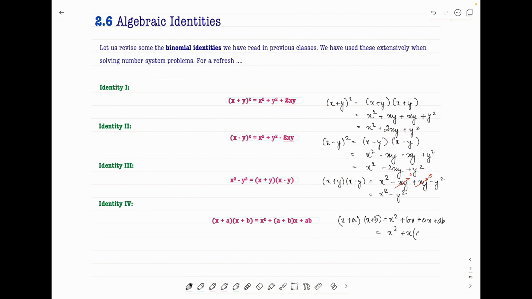I have left with what? x plus a, x plus b is x square plus a plus b of x plus ab. This identity I was using heavily in the factor and remainder theorem that we learned in the previous two videos. So these four identities I have already told you in the previous videos. Okay, so let us solve some questions based on these identities.